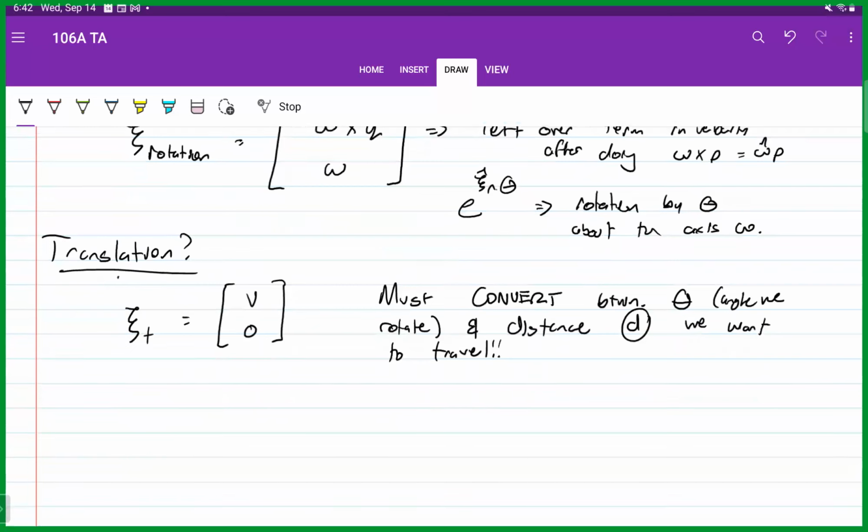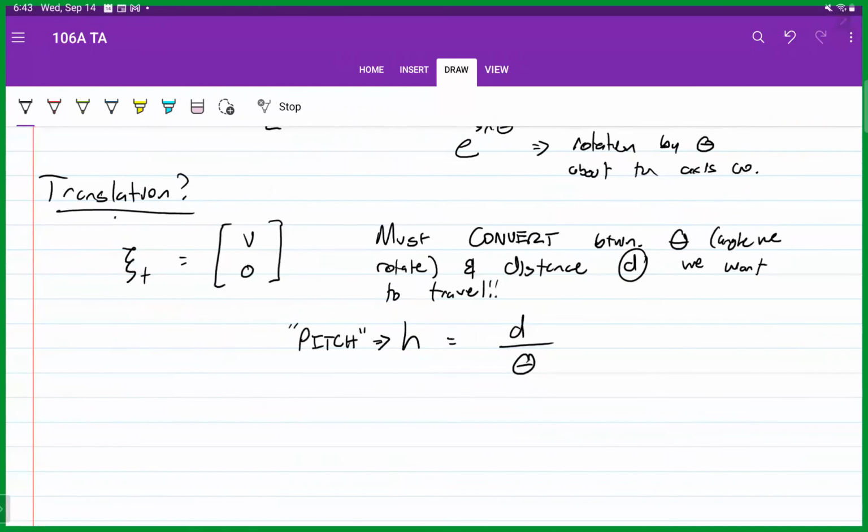So what we're going to do is define this term called h. This term is called the pitch of the screw. So h is equal to the amount that we want to translate, d, divided by the amount of rotation about that axis that's occurring. What this does is it gives us a translational twist of d over theta times omega and a 0 beneath it, which is equal to h times omega with a 0.